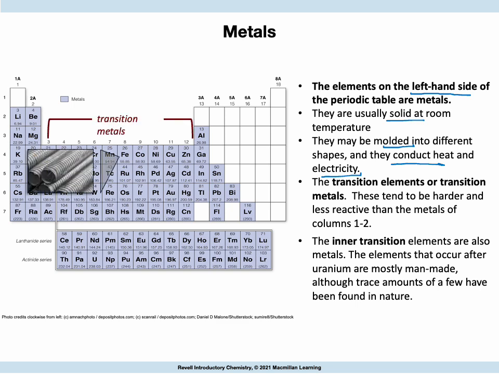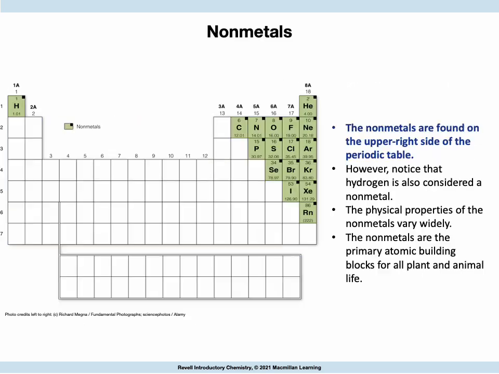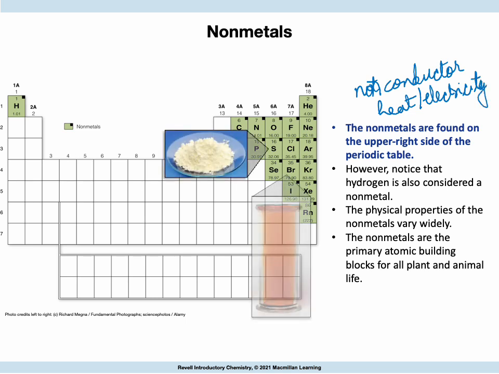Then we have the next category, which is non-metals. The non-metals are on the right side of the periodic table. Their physical properties vary a lot, and they basically are not conductors of heat and electricity, or you can say non-conductors of heat or electricity, and that is why they are called non-metals.